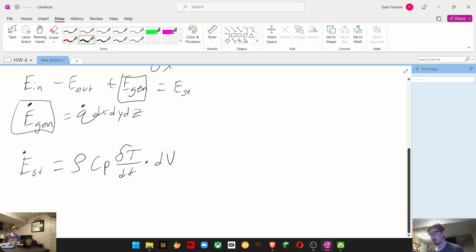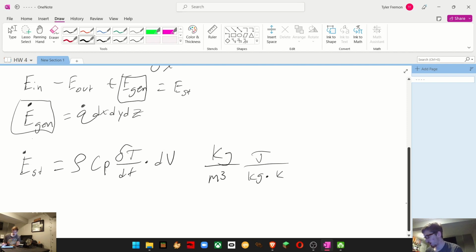And credit to Mike O'Connell for how he explained this, but something that helped me was just looking at the units. So we have kilograms per meters cubed. We have heat capacity, which is joules over kilograms times Kelvin.